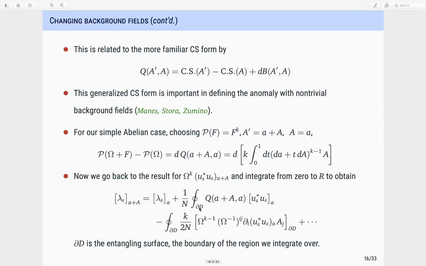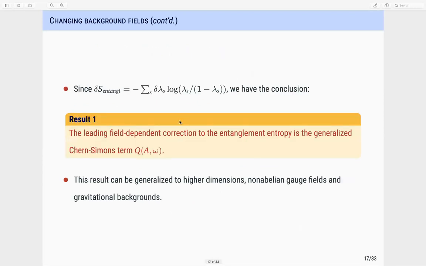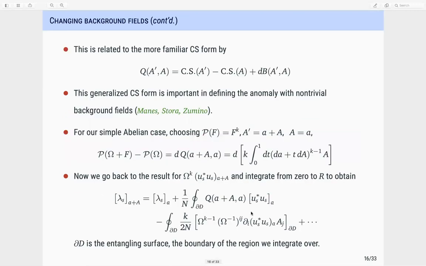So what is the conclusion? The shift of lambda, the change in lambda, is given by the integral of Q over the entangling surface. Now, the entanglement entropy is a function of lambda. So you vary lambda, and this is the change in entanglement entropy. There is this factor, but there is delta lambda, and delta lambda must go like so.